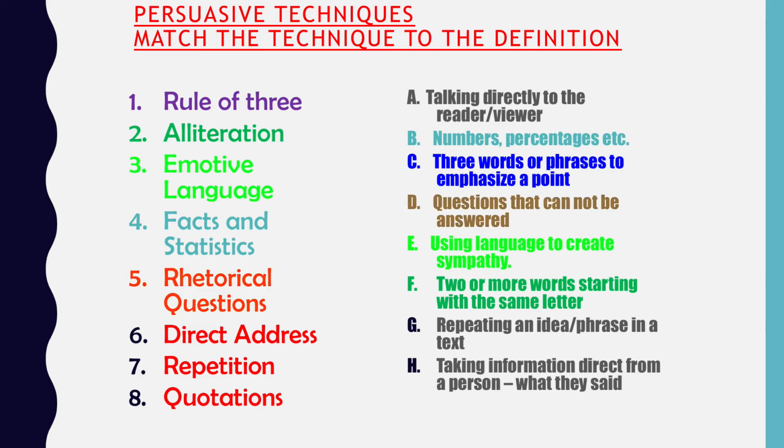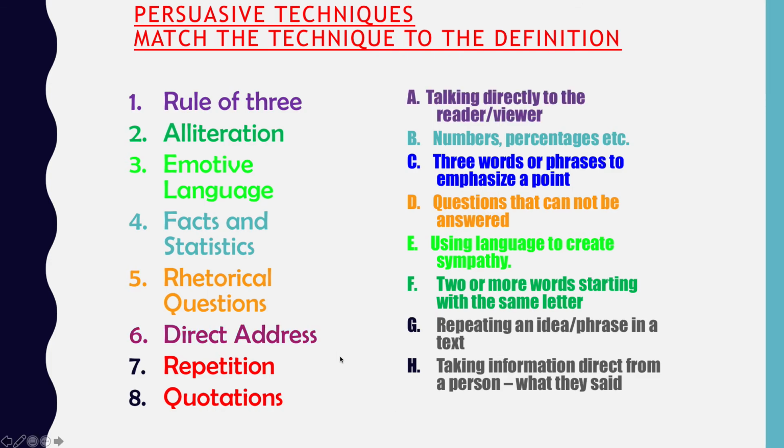Numbers, percentages, so 85% of people think that this is the best shampoo ever, that type of thing. Rhetorical question, so a question that can't be answered. So a question that doesn't need to be answered, we should say. So it'd be things like, do you want to be rich? If so, do the lottery. That sort of thing. Okay.